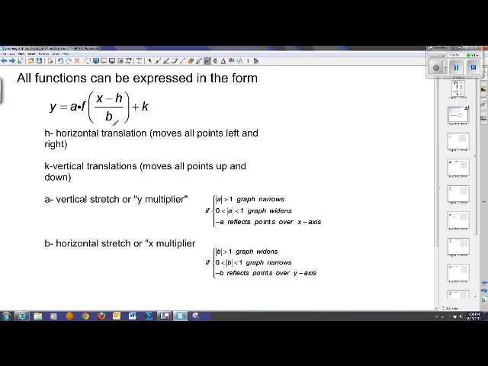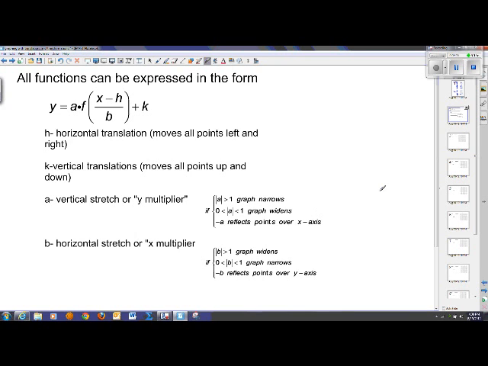Also, we have this b value, and notice b is within the function, and it's in the denominator of that expression. And when b is greater than or equal to 1, it stretches the graph horizontally. It makes it become wider. Again, I like to call it an x multiplier because it multiplies an x value from what it was to something bigger than that. When b is less than 1, the graph is going to narrow or squeeze in, if you will. And we know that if b is negative, then all those points are going to reflect over the y-axis. X goes from positive to an x value of negative.